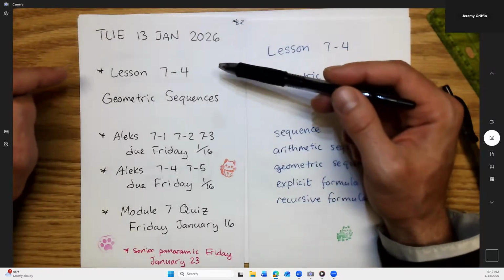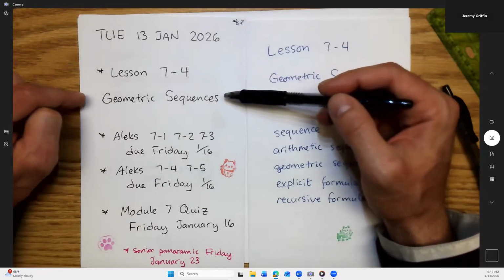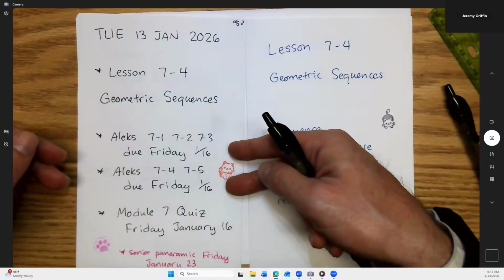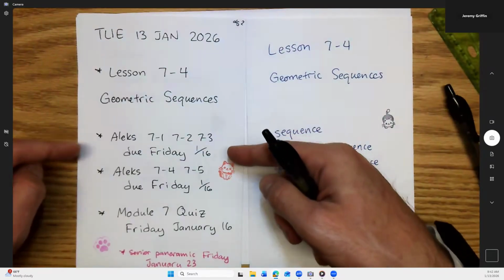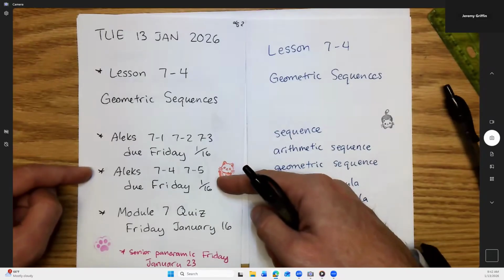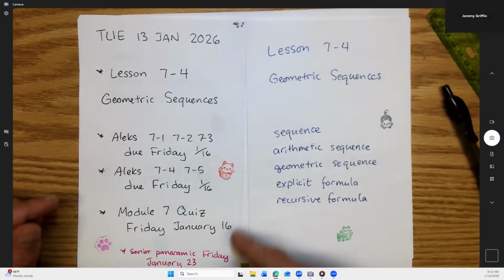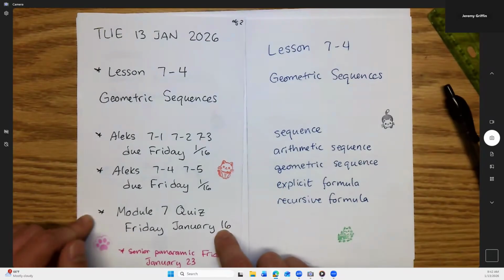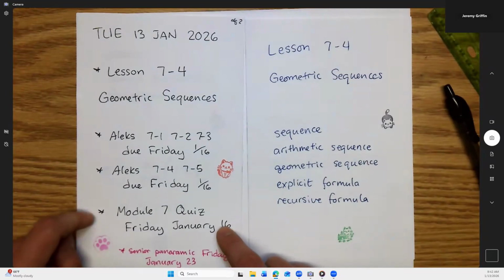So I'm going to go over lesson 7.4 with you guys today, geometric sequences. There's a couple of Alex assignments that I put the due date both on this coming Friday. So 7.1, 7.2, 7.3 and then 7.4, 7.5. I'll go over 7.5 with you guys tomorrow. Thursday will be an Alex day. And then Friday, I'll get you guys your module 7 quiz.